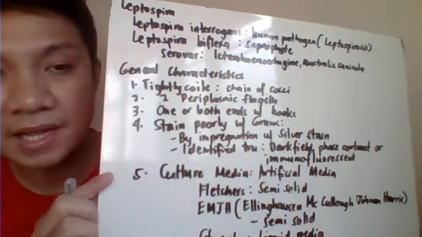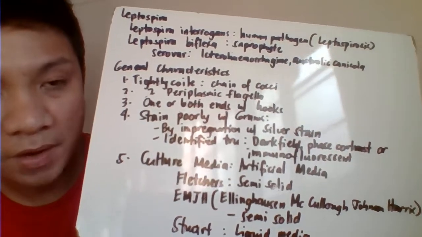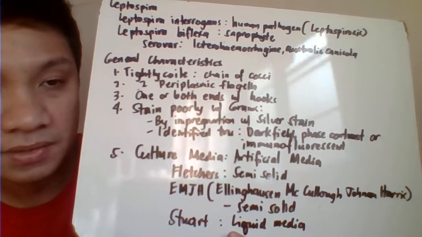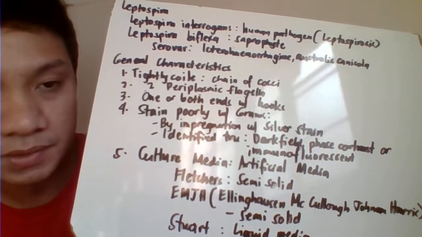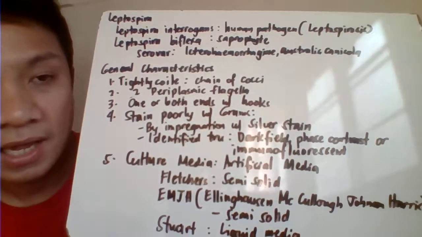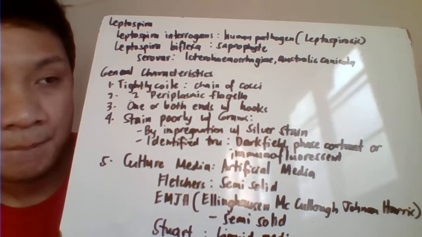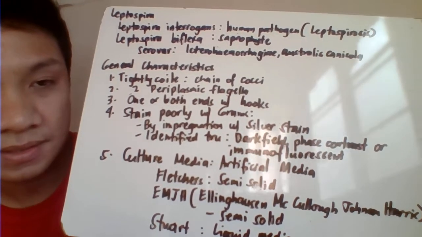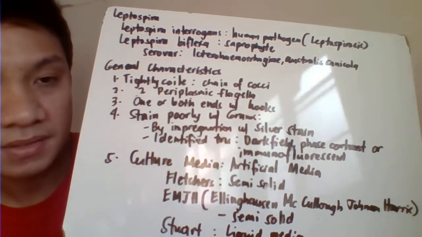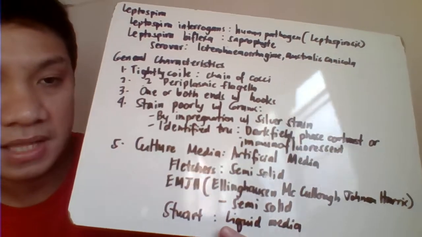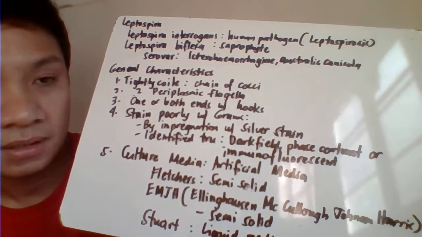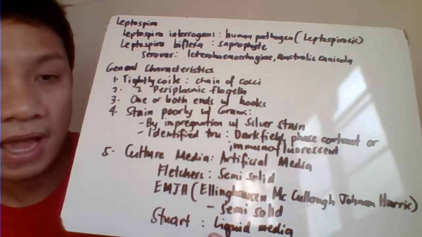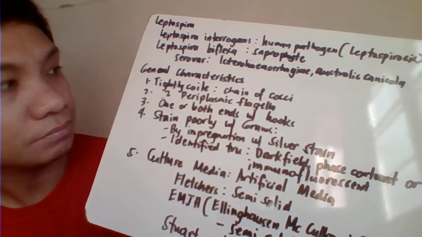Okay, we discuss first your Leptospira. We have here the Leptospira interrogans, which is the causative agent of your leptospirosis, which is a human pathogen. And we have your Leptospira biflexa. We consider that one as a saprophyte. And we have also the serovars icterohaemorrhagiae, then we have your canicola and we have your australis.